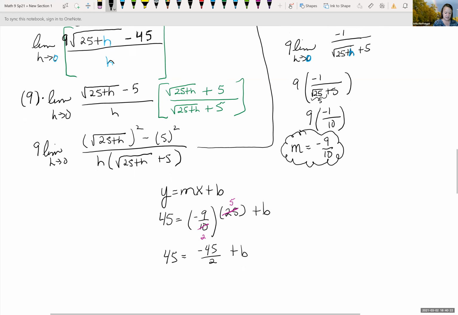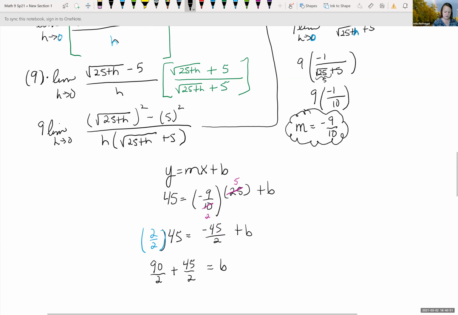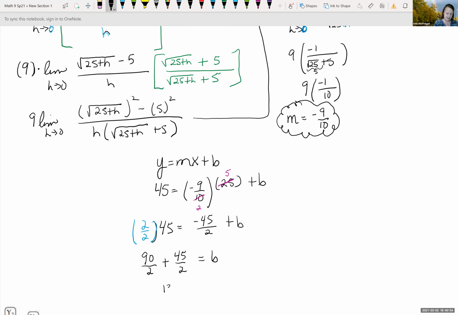When we get this on the other side, when I add 45 halves on the other side, I'm going to need a common denominator. So let's do that. Our denominator for those terms is going to be 2, so multiply by 2 over 2. This would give me 90 halves, and then adding 45 halves equals b. So 90 plus 45, that's 135 halves, equals b.